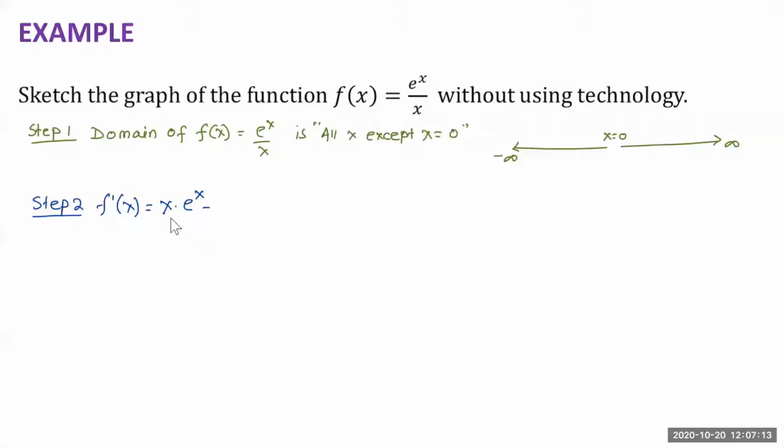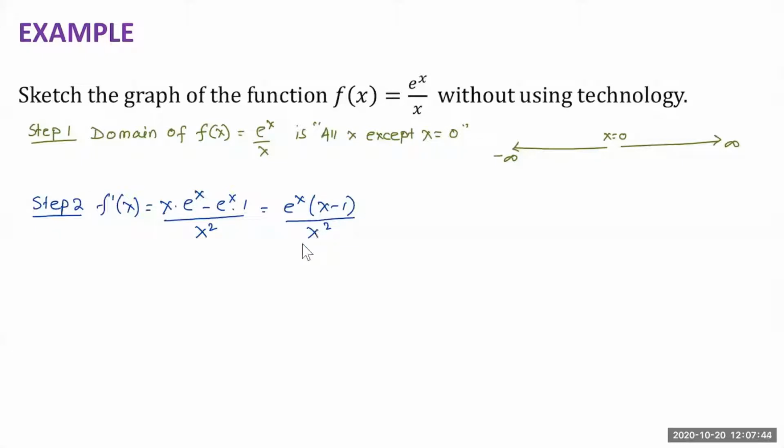the numerator, e to the x, multiplied by the derivative of the denominator. The derivative of x is 1, divided by the square of the denominator, which is x squared. If you simplify this, you can factor out e to the x. So it will be e to the x times (x minus 1) over x squared. So this is my first derivative.